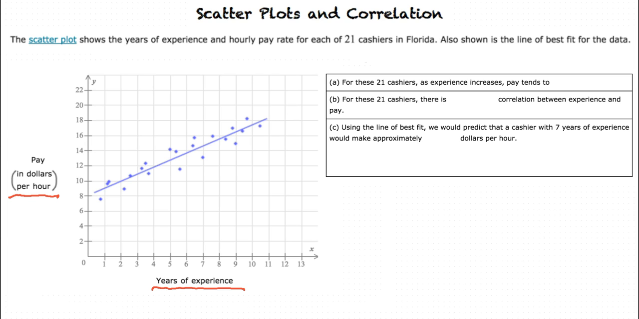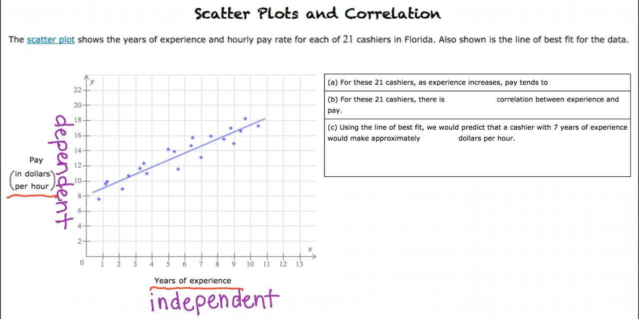In this case, we are seeing how the independent variable, the years of experience, impacts the dependent variable, the pay in dollars per hour. The x value of the points increases as the y values increase. Therefore, as experience increases, pay tends to increase. This pattern is called a positive correlation.